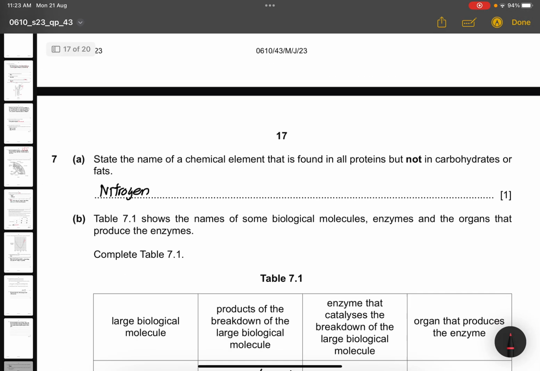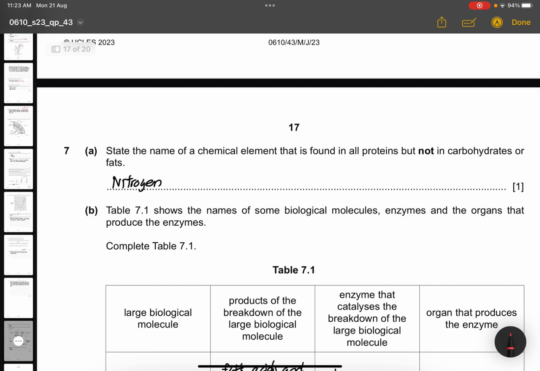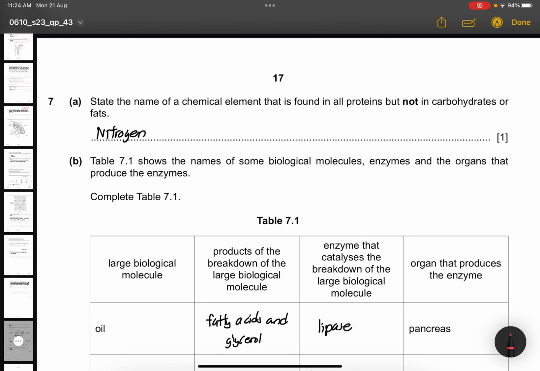All right. Question 7, part A. State the name of a chemical element that's found in all proteins but not in carbohydrates or fats. So in carbohydrates or fats, we only have C, H, O, but in protein, we have C, H, O and N. So nitrogen is the chemical element that is found in proteins.